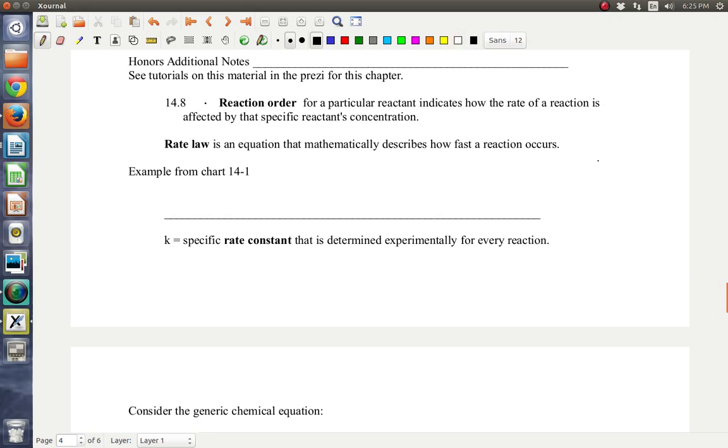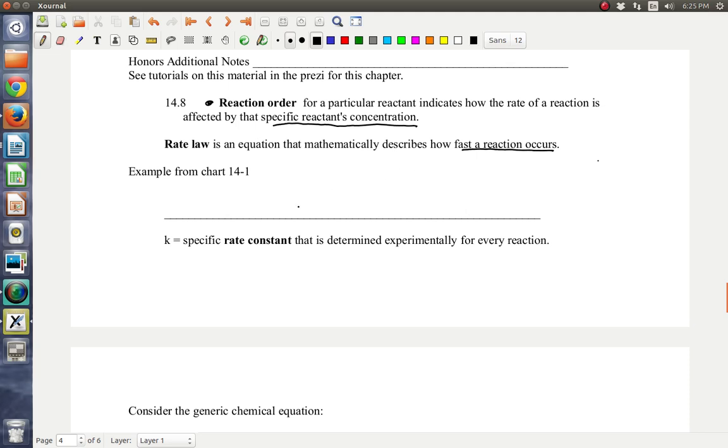And so you'll notice here it's on reaction order, and for a particular reactant indicates how the rate of the reaction is affected by the specific reactant's concentration. So we're going to deal with reactants in an equation. The rate law is an equation that mathematically describes how fast a reaction occurs.